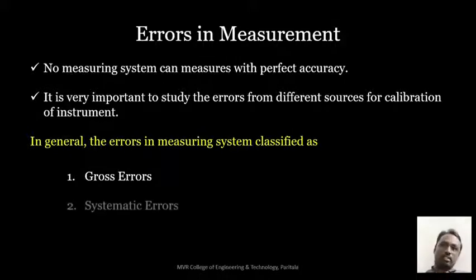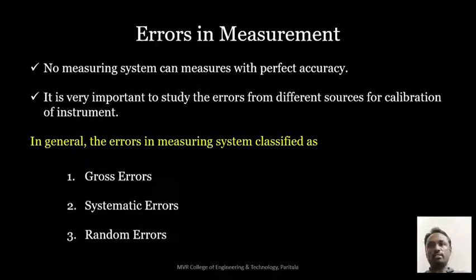And then systematic errors. The errors that are caused by the system can be called systematic errors. And the random errors. For these errors, we don't know how they will occur. These might be due to environmental disturbances, or might be a lapse of the instrument. That means over prolonged periods of time, the instrument may reduce its accuracy and precision. So random errors might occur due to environmental disturbances, otherwise the system lapse. So these are the three errors we have in measurement.